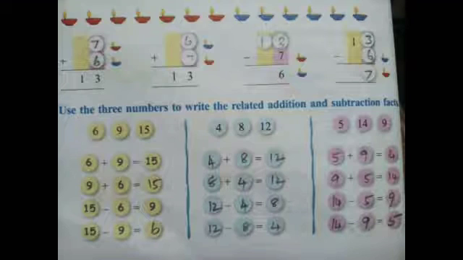See children, the biggest of the given numbers should be the answer in the addition, and the bigger number should be subtracted by the smaller number. We will get the other number. So when three numbers are given, choose the smaller numbers and write the addition fact. 6, 9 means add 6 and 9, we will get 15. For the subtraction we have to subtract 15 minus 6. The answer is 9. 15 minus 9, the answer is 6. I think you people can understand this one. Do the book page number 46.